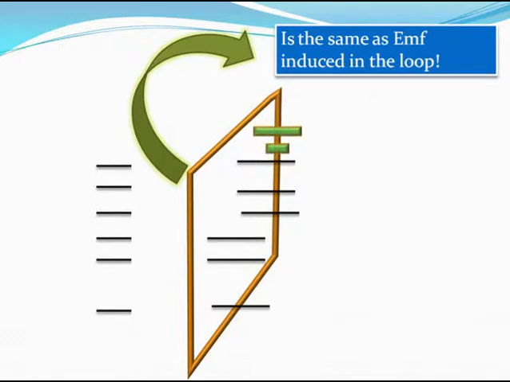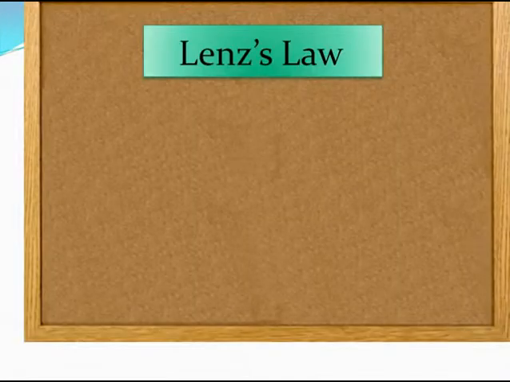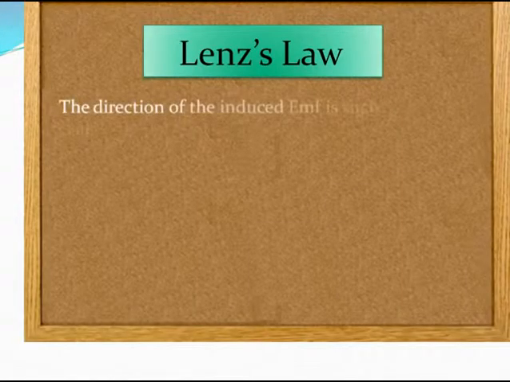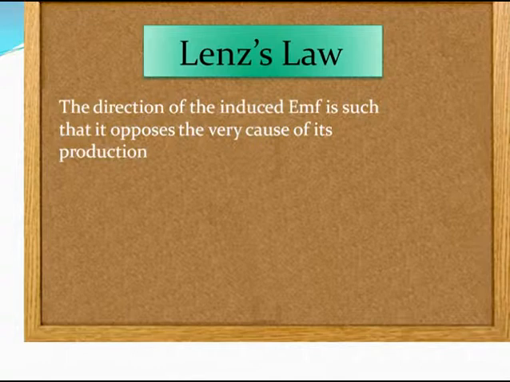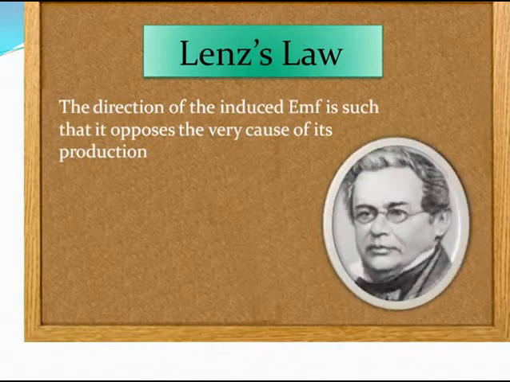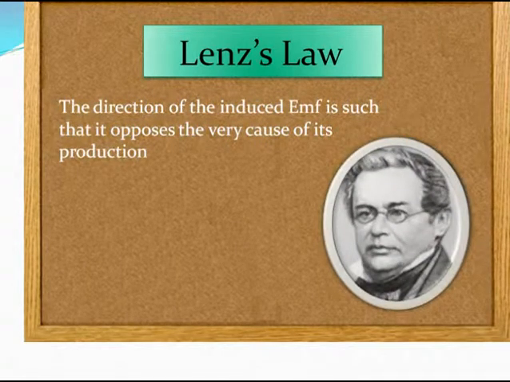Understood? Here we go. Another fascinating law that we will learn about right now is Lenz's law. You see, we've just said that EMF will be induced in the loop when magnetic flux through the loop changes. But what will be the direction of the EMF? Will it be upwards, downwards? Will it be out from the plane of the loop? The direction of the induced EMF will be such that it opposes the very cause of its production. This law was given by Lenz.